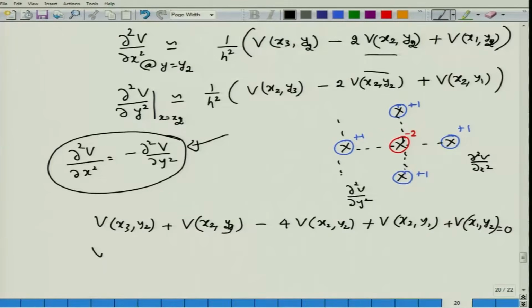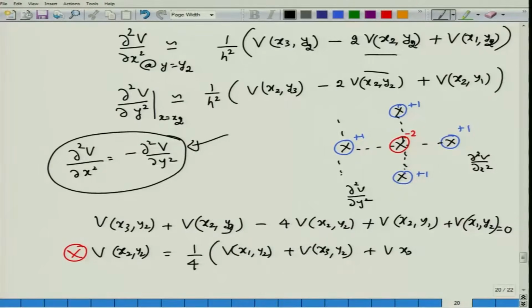So you can rearrange this and write this as v of x2 y2, which is the center red dot which I have considered. So at that point this is actually equal to 1 by 4, okay, v x1 y2 plus v x3 y2, okay, plus v x2 y1 plus v x2 y3.